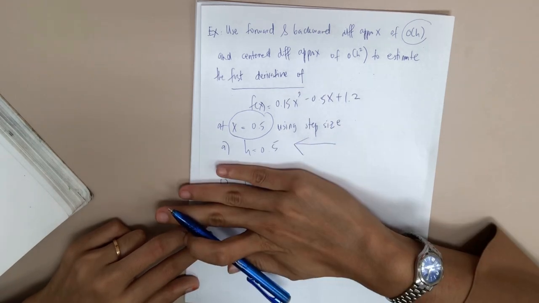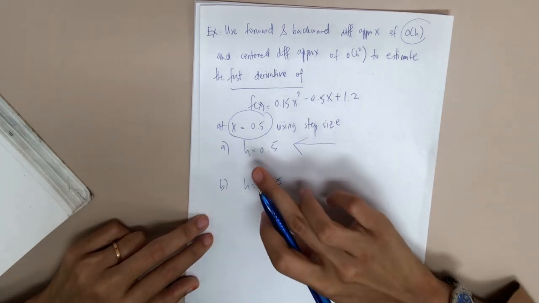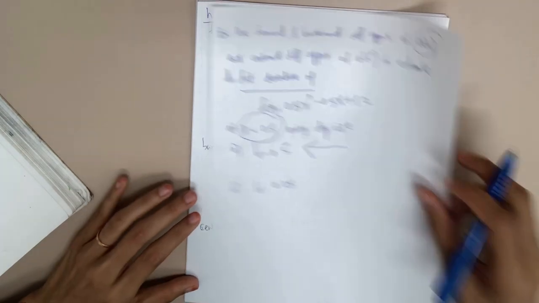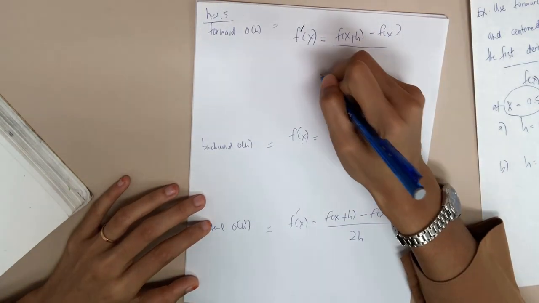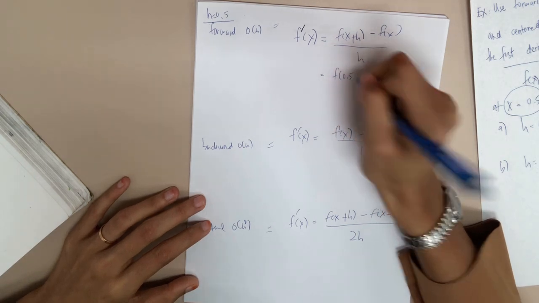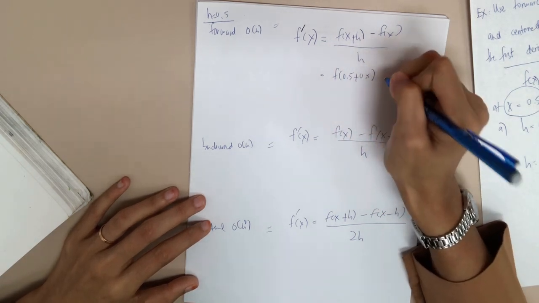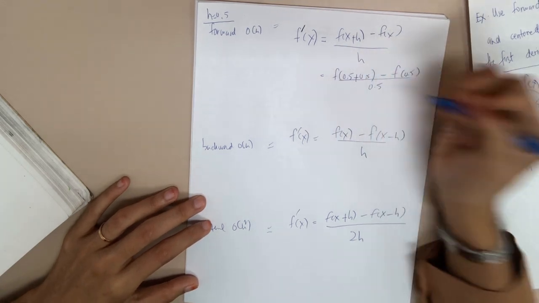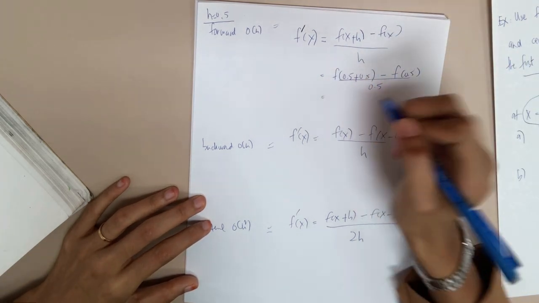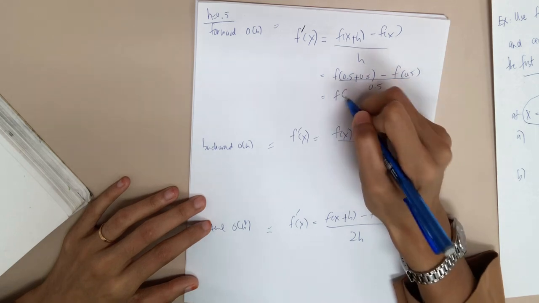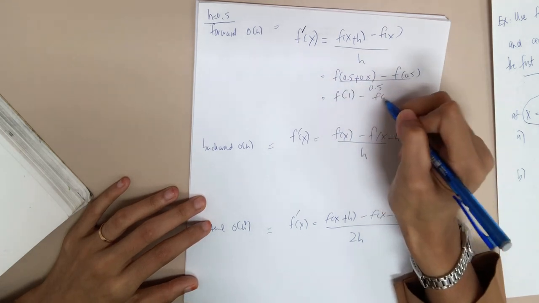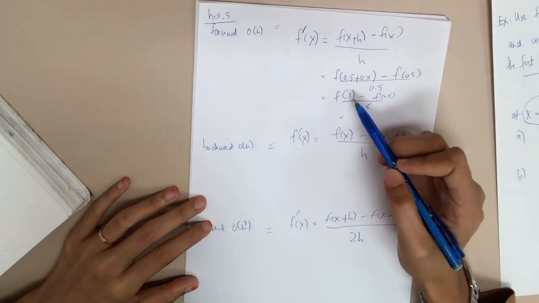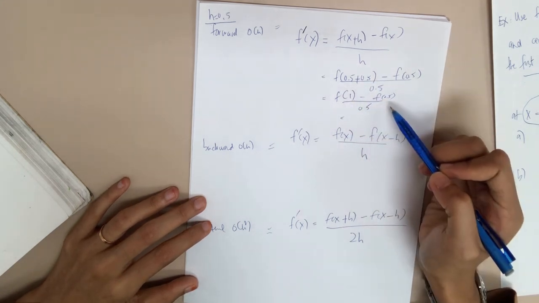So this one you ignore first. We do it for x 0.5 with h 0.5. So you just substitute: f(0.5 plus 0.5) minus f(0.5) over 0.5. Then simplify. So inside here you have f(1) minus f(0.5) over 0.5. Okay, so now what's the value for f(1) and f(0.5)?